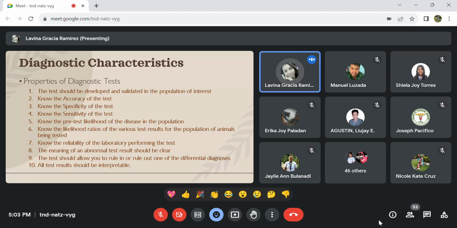The specificity of the test. It was mentioned a while ago in the proposal discussion.